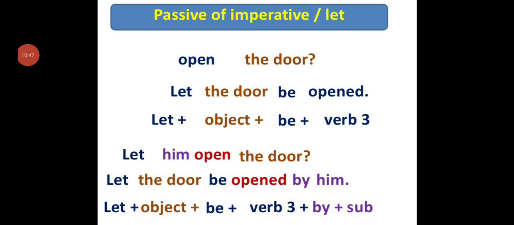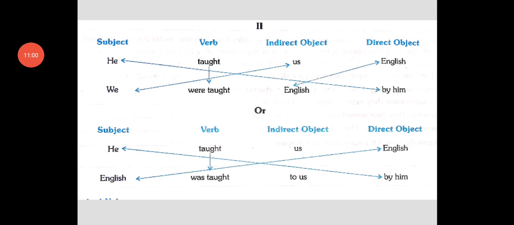In simple imperative sentence like open the door, let the door be opened. Let the door be opened. It is simple case, not order case. He taught us English. First of all, we will make sentence with the help of us. Us changes into we. Taught is second form, means was, were plus third form. We were taught. After that, direct object English. We were taught English by him.